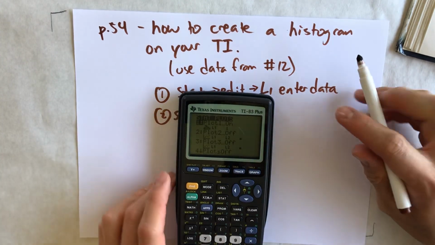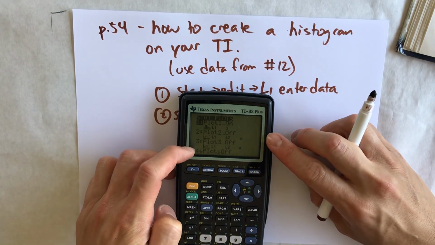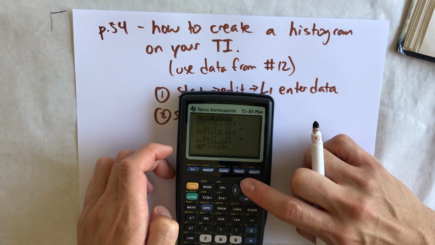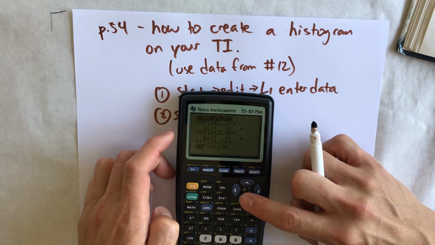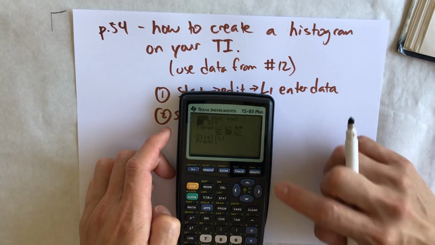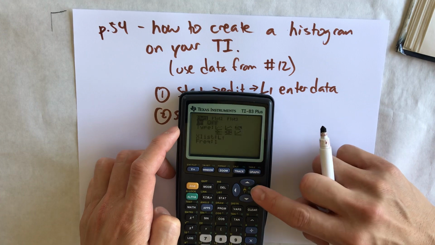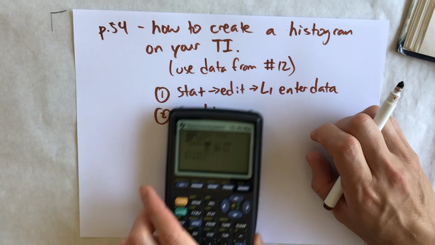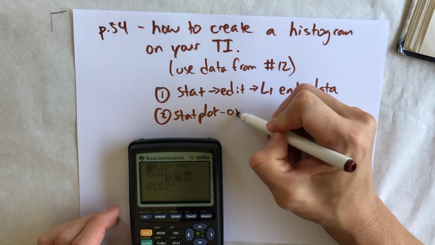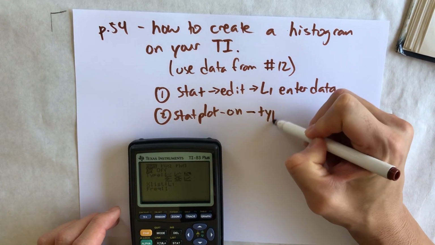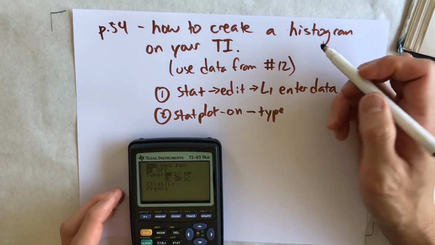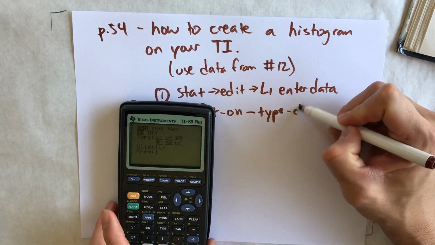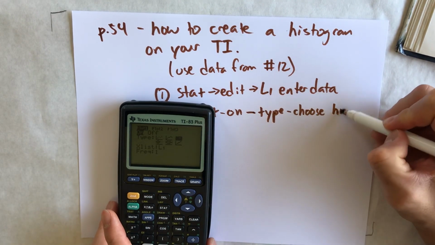When you go to stat plot, you can have multiple plots going at once. There should be 3, but we're just going to use the first one. I'm going to hit enter on the first one, and then you want to turn it on or off. If you want to see it, make sure you turn it on. Now go down to type and choose the one that has a histogram. For my calculator, it's the third one in the top row. So choose the histogram.